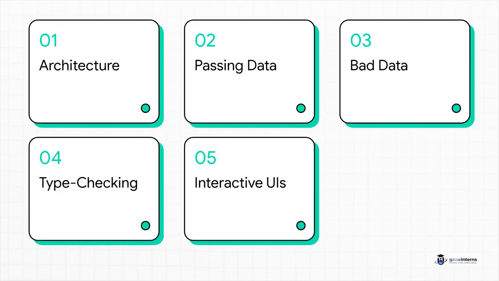So here is our roadmap for today. 1. The component architecture. 2. Passing data with props. 3. The danger of bad data. 4. Type checking with prototypes. And finally 5. Building interactive UIs.